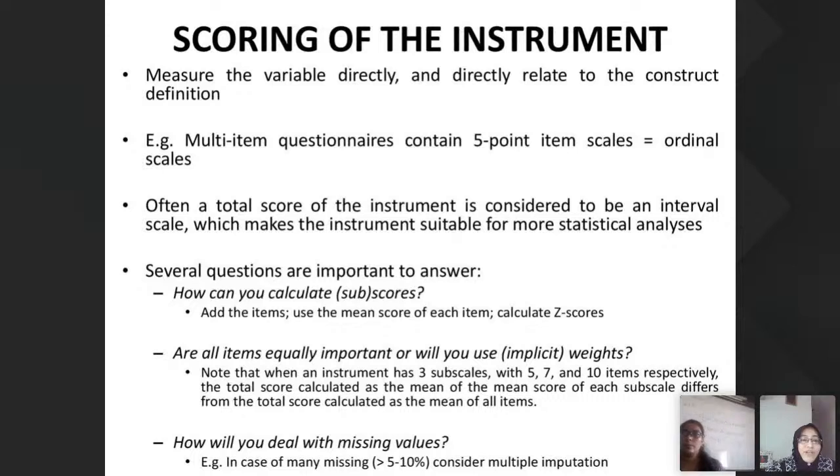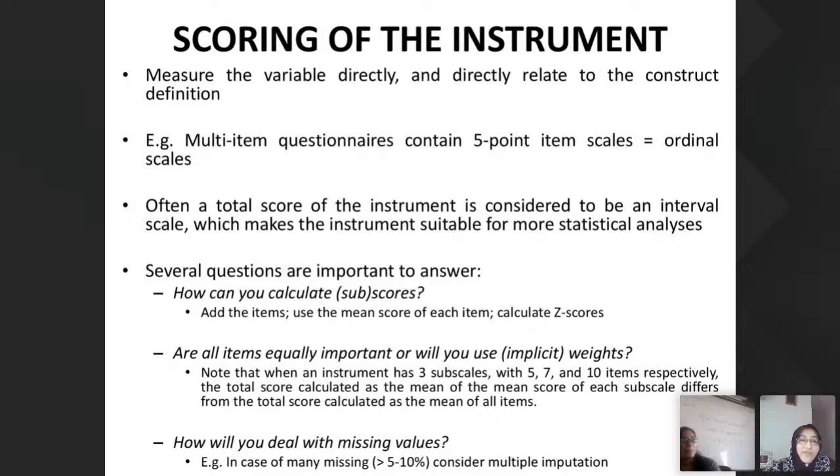For example, if you want to measure knowledge, the items that will be designed will be adding the marks of each of the items that the participant was able to answer correctly. Then you total it up and you have that particular score. Using that score, you generate different ranges to tell whether the respondents have poor, moderate, or good knowledge.